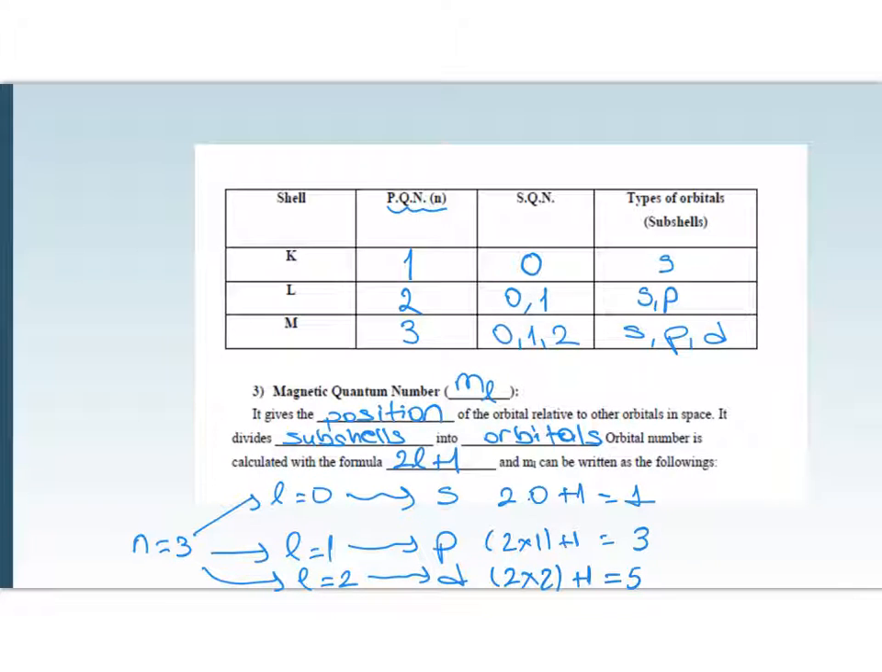So for s, you have 1 orbital here. For p, you have 3 orbitals here. And for d, you have 5 orbitals here. So what about the ml numbers?